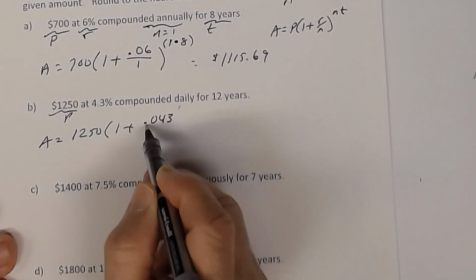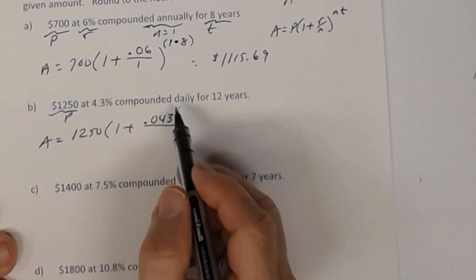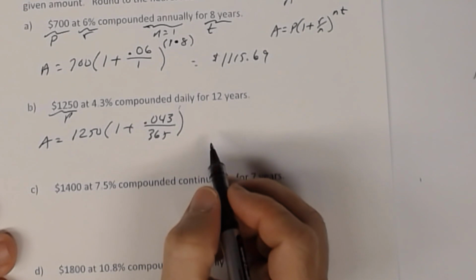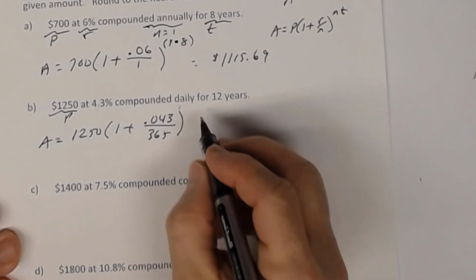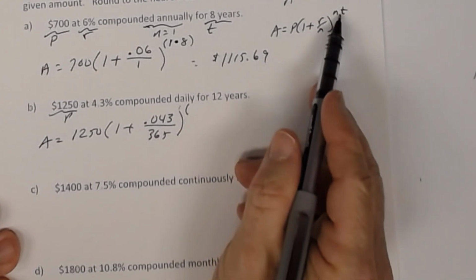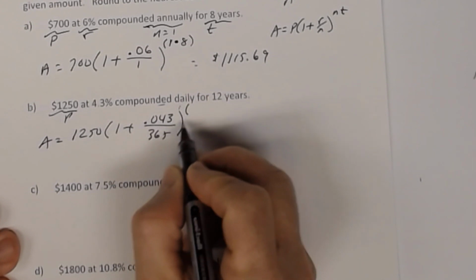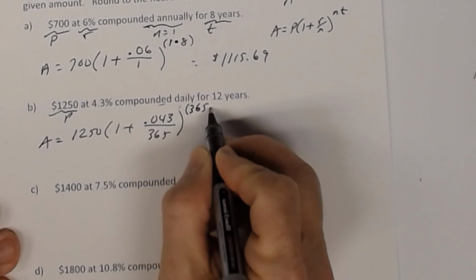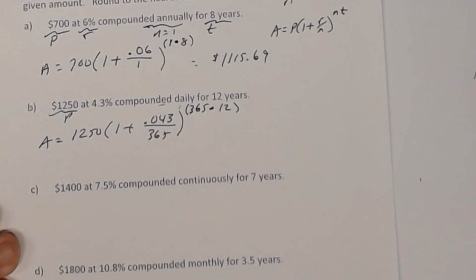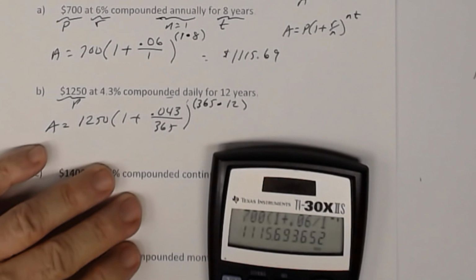0.043 divided by n. So this says daily, so remember there are 365 days in a year. Close the parentheses. And now you're going to raise it in parentheses. Your exponent is n times t. So you're going to say n, which is daily, so that's 365, times t, which is 12. So your time is 12. Okay? All right, now, so let's use your calculator.